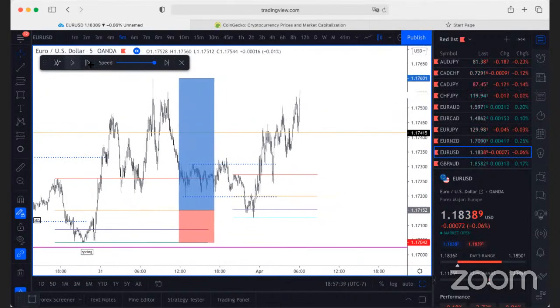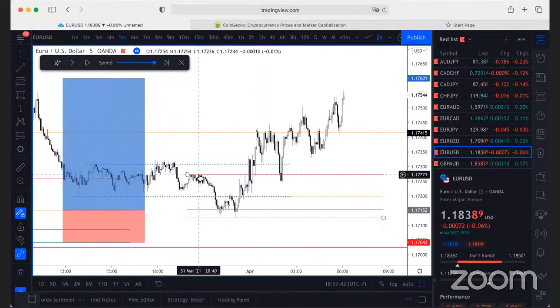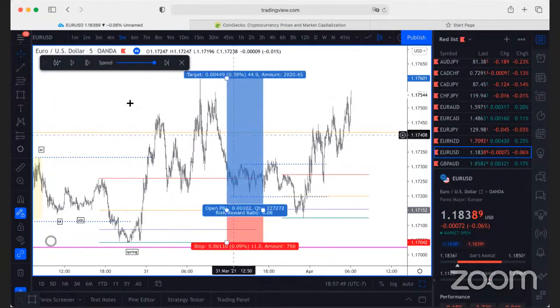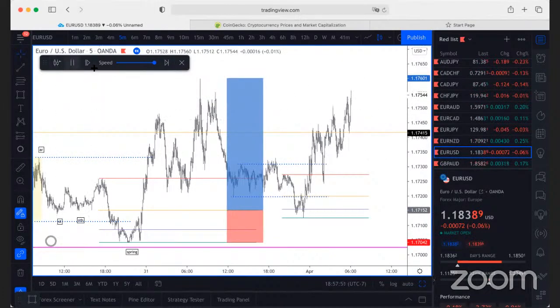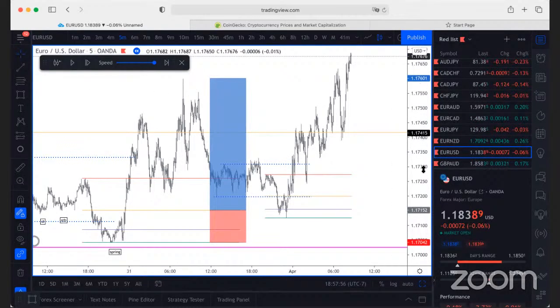So it already tapped into the open, and it built this imbalance down here. So that might have been our best trade. We could just keep running. Perfect. So we have our new high.